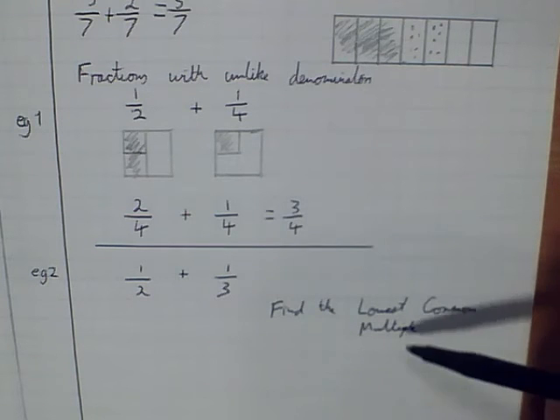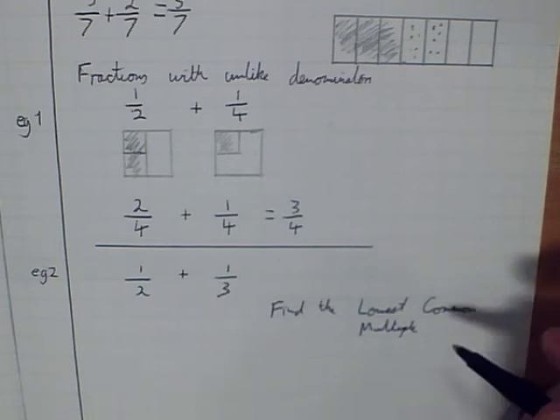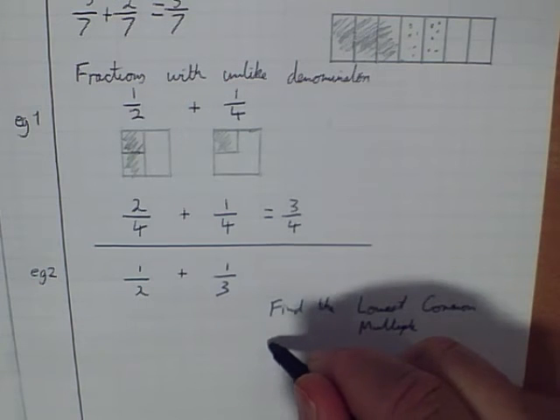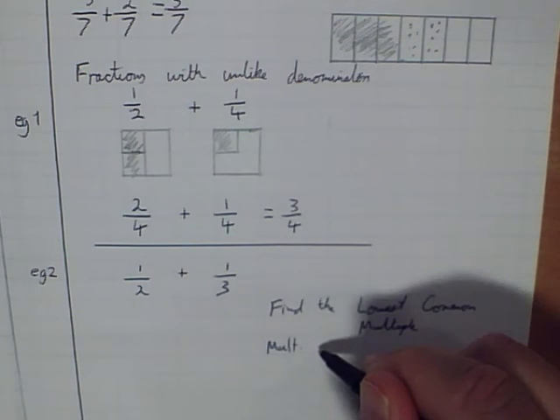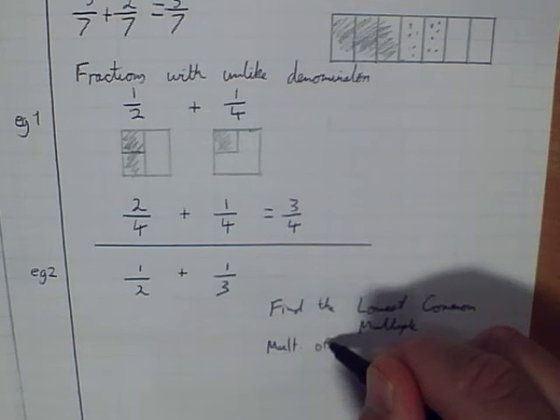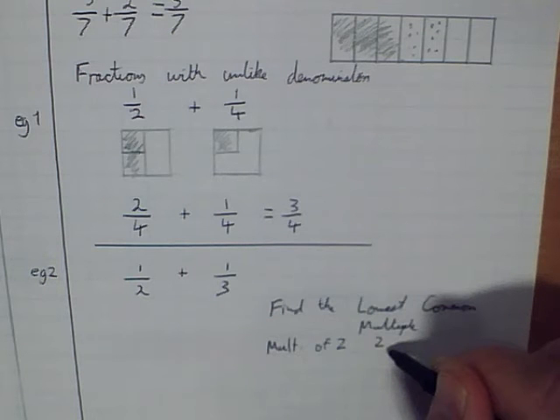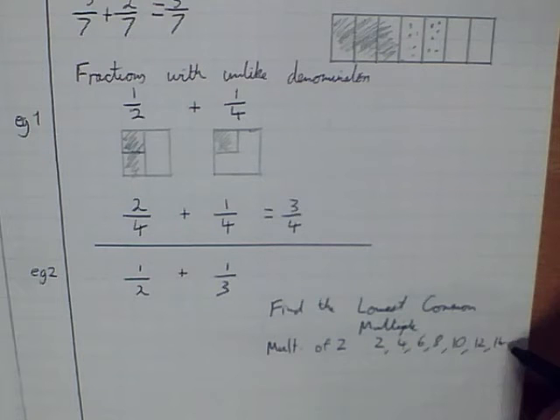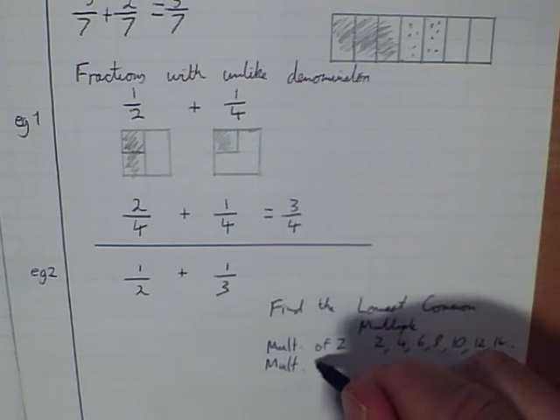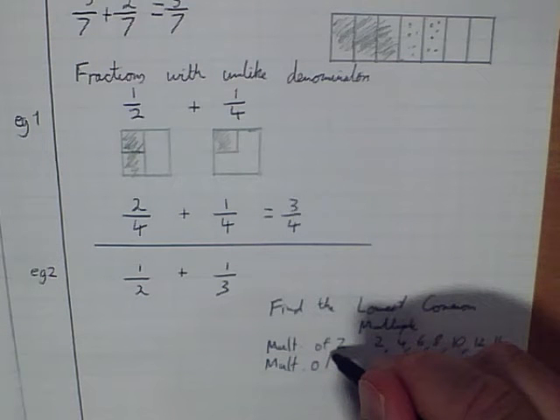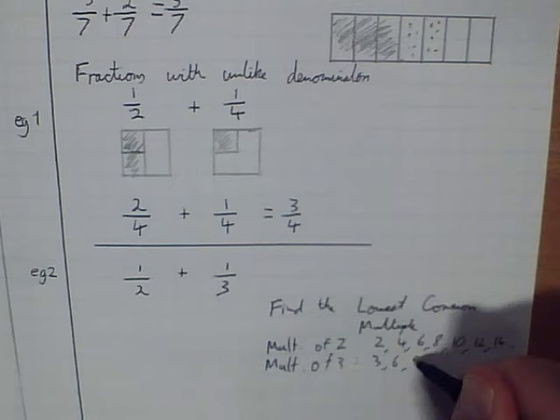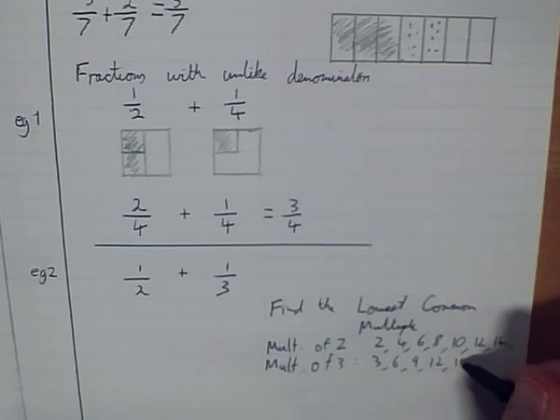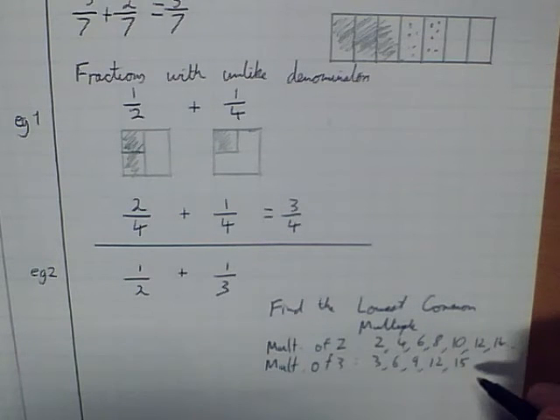I'm looking for the lowest common multiple, and if I was to write multiples like a little list, multiples of 2: 4, 6, 8, 10, 12, 14 and so on. Multiples of 3 are 3, 6, 9, 12, 15 and so on. Now 12 is a common multiple, it's common to both of them, but 6 is the lowest common multiple, so I'm going to choose 6. That's my lowest common multiple.